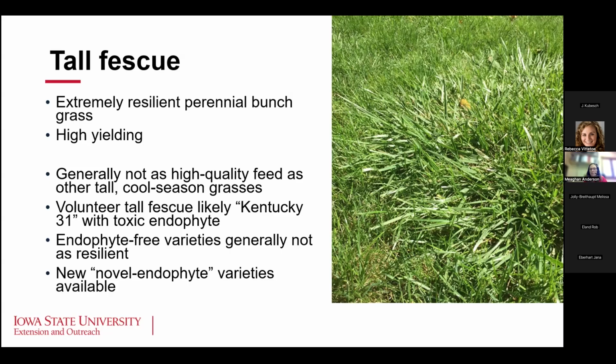And then there are endophyte free varieties. They're generally not considered quite as resilient as the ones that contain the endophyte, and there are also new novel endophyte varieties available for the tall fescue.